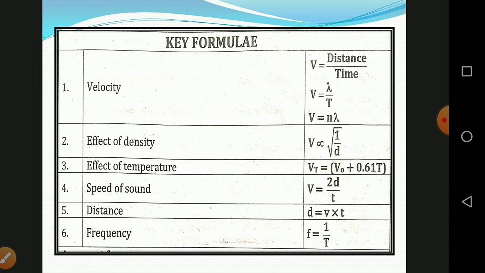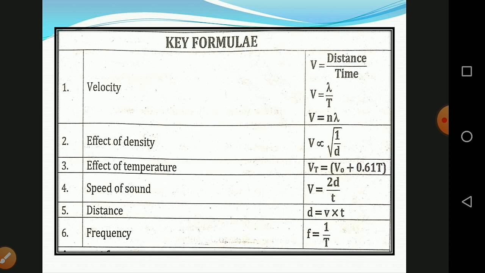So the first one is velocity. Velocity is equal to distance by time taken. That means v is equal to lambda by t, where distance is lambda and time taken is t. And then frequency n is equal to 1 by t. So you should write 1 by t is equal to n. So v is equal to n lambda.